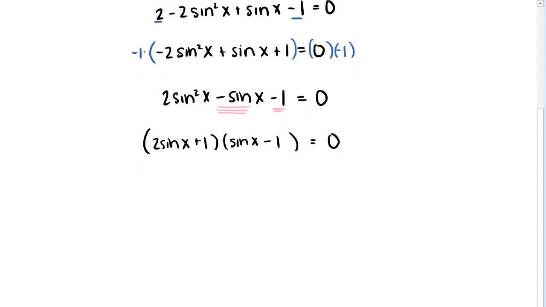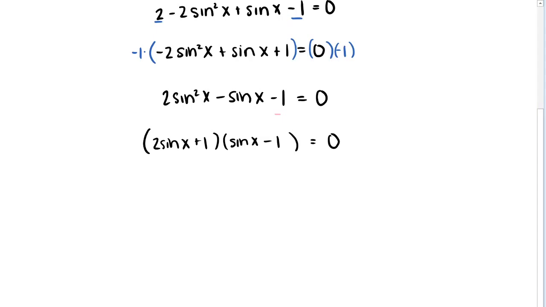And so here, that's our factorization, right? We've got the 2 sine of x squared, or sine squared of x. We've got the minus 2 and plus 1 sine of x to get that minus sine of x, and we got the plus 1 and minus 1 to give us the minus 1 out at the end of the day. So this is a proper factorization.